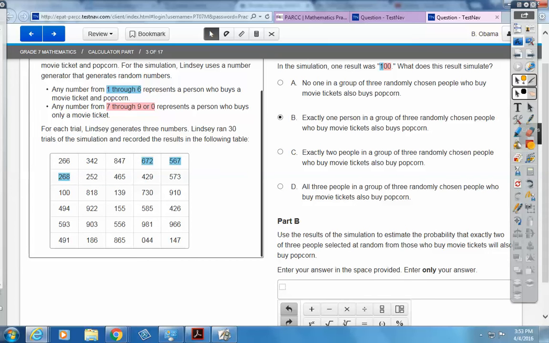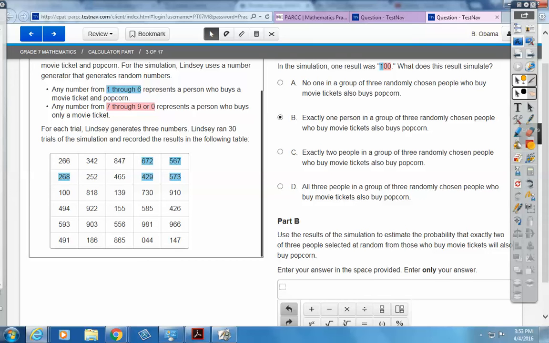Nope. 4, 6, and 5, everyone bought popcorn. That doesn't work. 4, 2, and 9. 4 and 2 bought popcorn, 9 did not. 5, 7, 3. 5 and 3 both bought popcorn, 7 did not. So that fits our situation in part B.